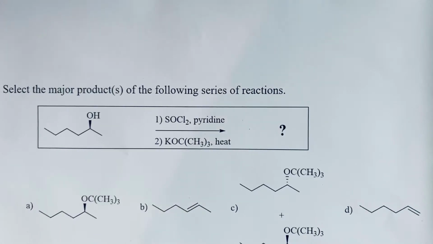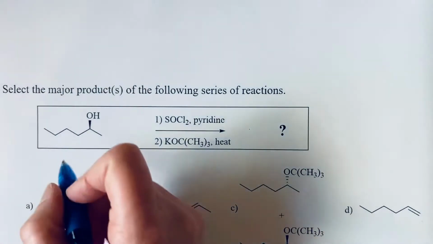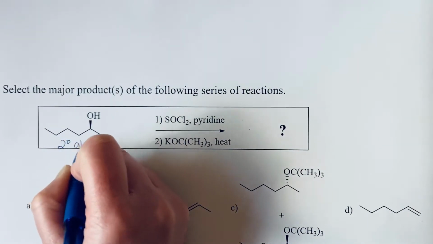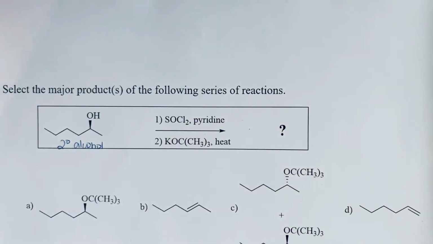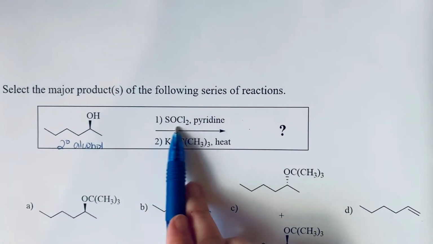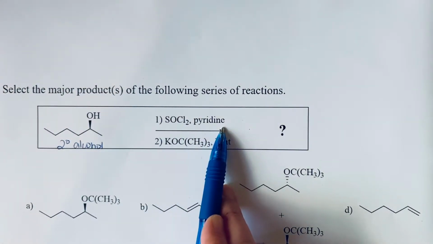Select the major product of the following series of reactions. So we can see that we are starting with a secondary alcohol. And the first thing that we are doing is we're treating this with thionyl chloride and pyridine.